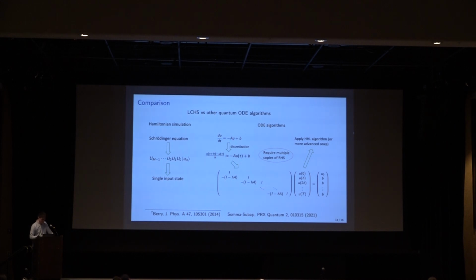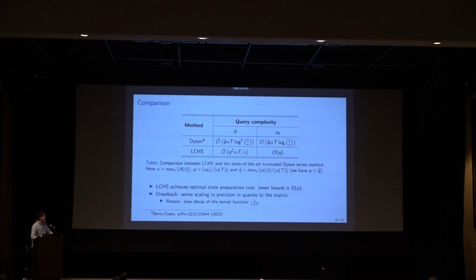However, in our linear combination of Hamiltonian simulation algorithms, we heavily rely on how we perform the Hamiltonian simulation problem, so we don't have this input state issue. And here's a little bit technical comparison, but I would just quickly go over that. Compared with the existing algorithms, our new algorithm has a better scaling in terms of the state preparation, just because we closely relate our algorithm with the Hamiltonian simulation problem.